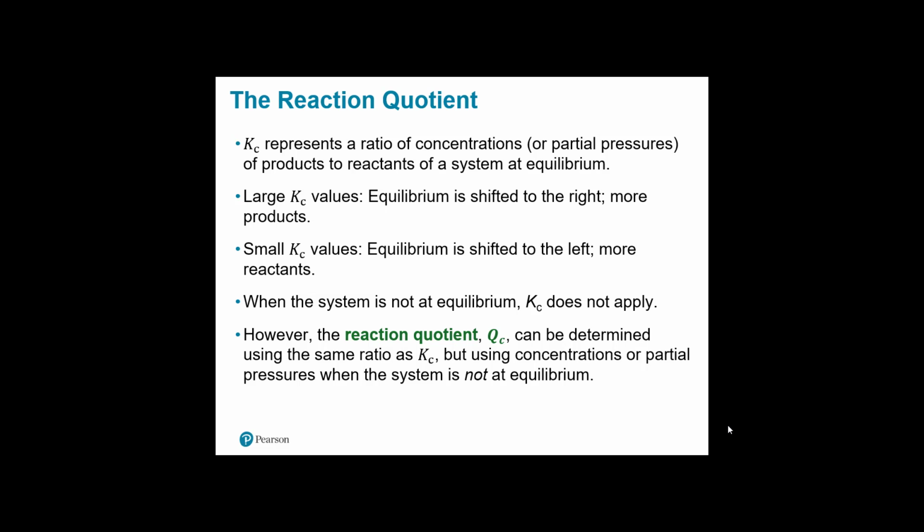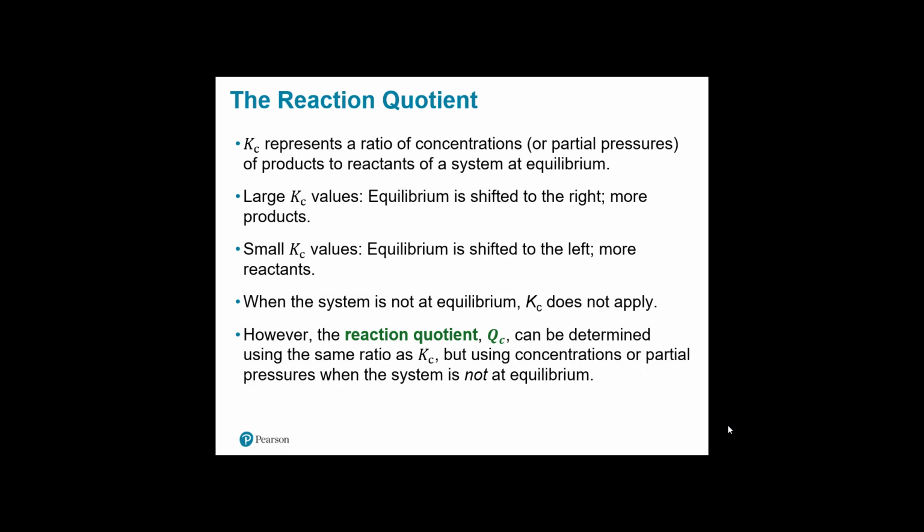When the system is not at equilibrium, we can't do this. This only works at equilibrium with the concentrations at equilibrium. However, we can use what is called the reaction quotient. We use the same ratio as the equilibrium constant, so nothing changes but the letter, Qc instead of Kc. But we can use concentrations or partial pressures when the system's not at equilibrium.